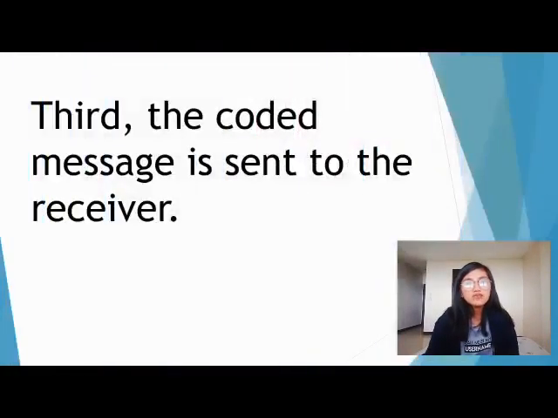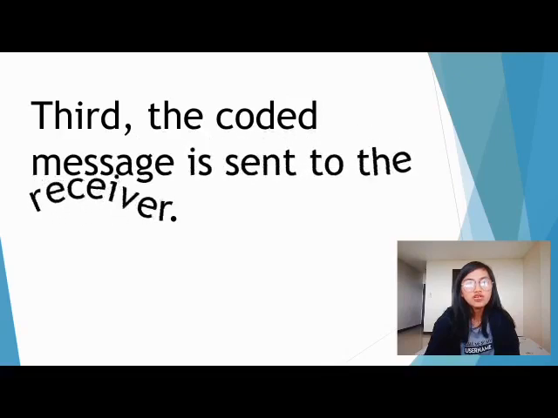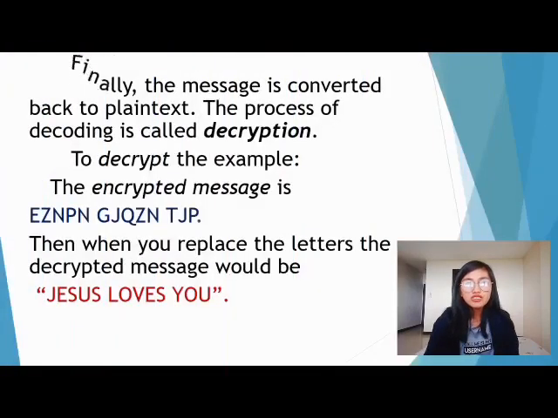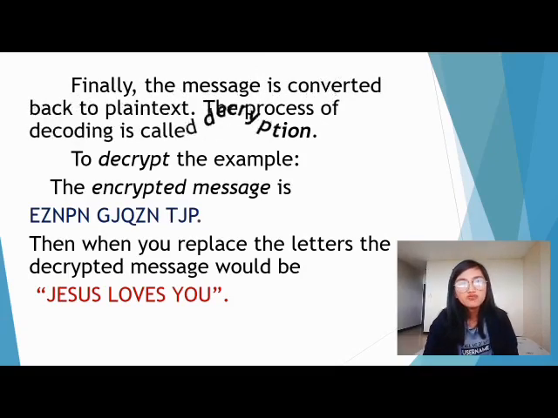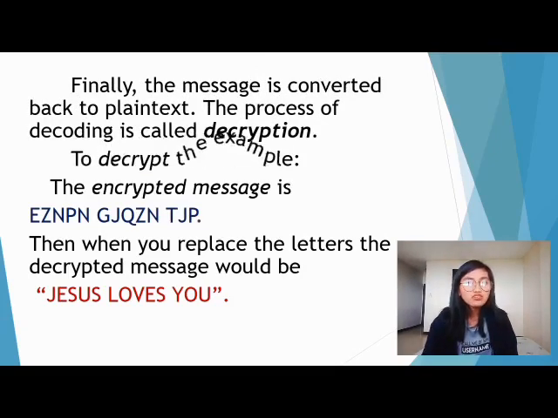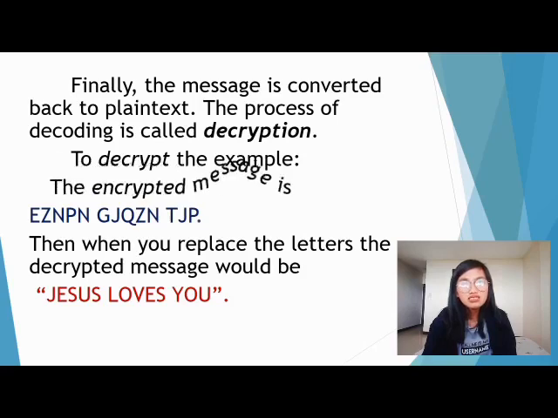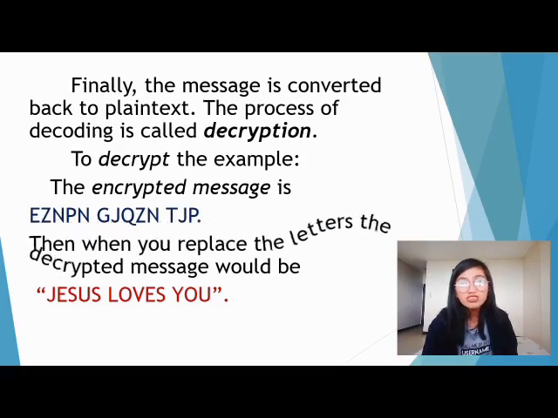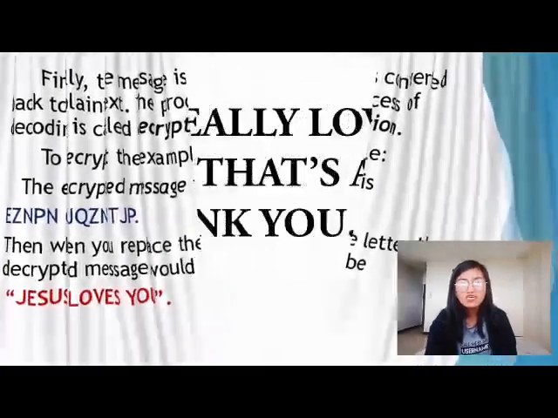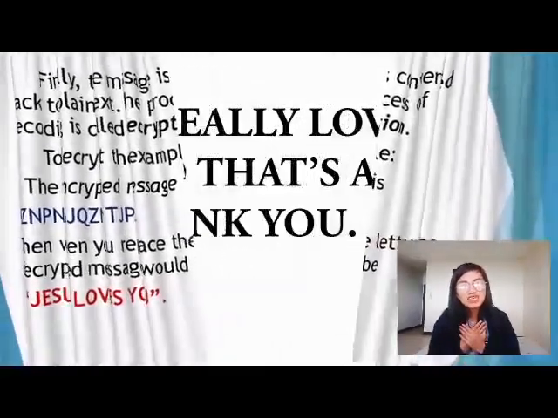Third, the coded message is sent to the receiver. Finally, the message is converted back to plain text. The process of decoding is called decryption. To decrypt the example, the encrypted message is EZNPN GJQZNTJP. Then when you replace the letters, the decrypted message would be Jesus loves you. Jesus really loves us. And that's all.